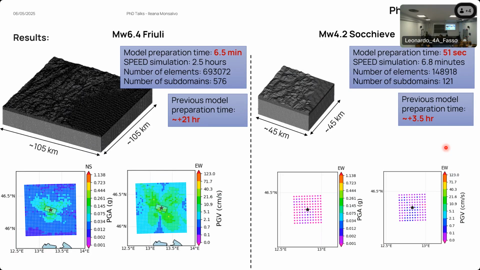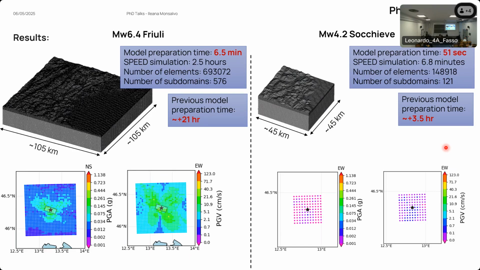I wanted to share here that within the original UrgentCheck workflow, the model preparation time for an earthquake of magnitude 6.4 that happened in the area was 21 hours. And with the new strategy that was implemented, this time was reduced to only 6.5 minutes, which is a very big improvement.